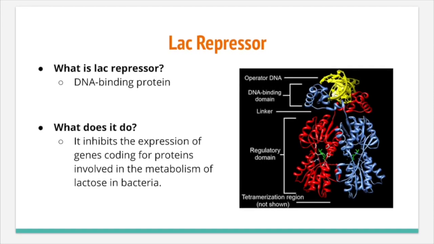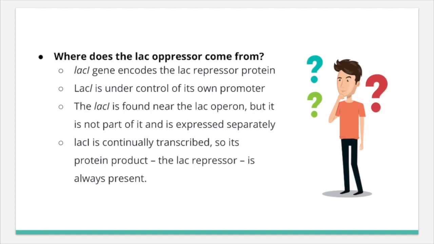To answer the question of where the lac repressor comes from, we have to look in a more detailed way. There's a gene that encodes the lac repressor protein, and this gene is called the lacI gene. This gene is under control of its own promoter. The gene is near the lac operon, but it's not actually part of the operon itself. It's also expressed separately. The lacI gene is continually transcribed, so its protein product, the lac repressor, is always present.